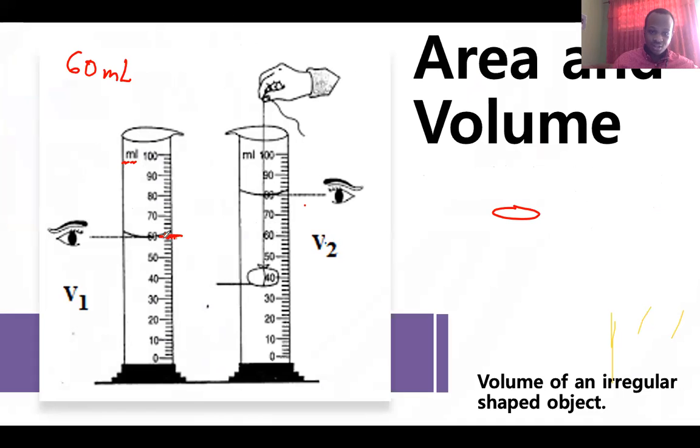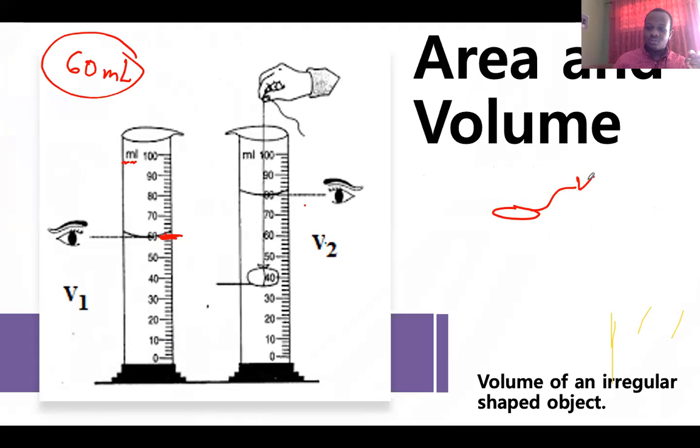What is the value here? What is the volume of water in this particular measuring cylinder? What is it saying? 60 milliliters. Right, so we have 60 milliliters here. All right, so we have our stone, and we want to know the volume for the stone.